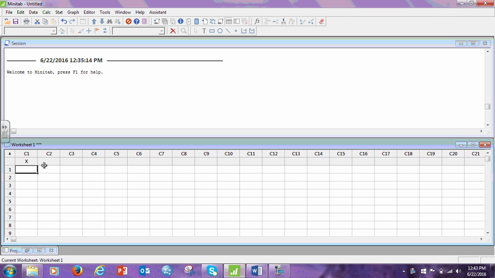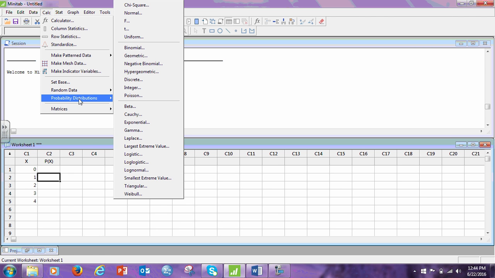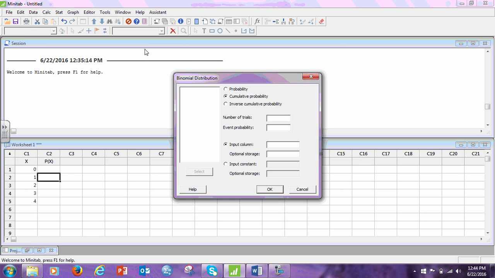I'm going to call this column X, and we're putting in 0 through 4. I can do 0, enter, 1, enter, 2, enter, 3, enter, 4, enter. And this one's going to be called probability of X, and I'm going to show you how to set that up. We go to Calc, Probability Distributions, Binomial.